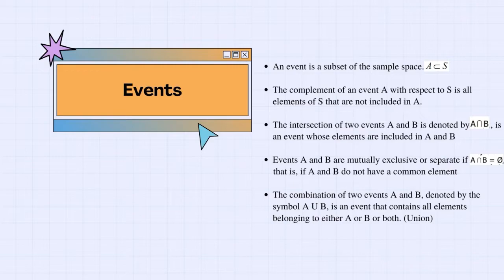Events A and B are mutually exclusive or separate if A intersection B equals an empty set, that is, if A and B do not have a common element. The union of two events A and B, denoted by the symbol A union B, is an event that contains all elements belonging to either A or B or both.